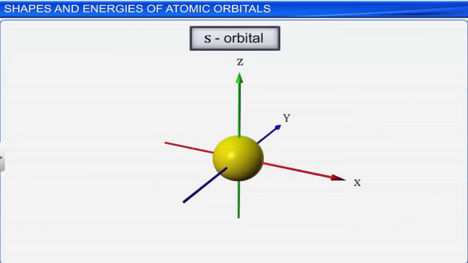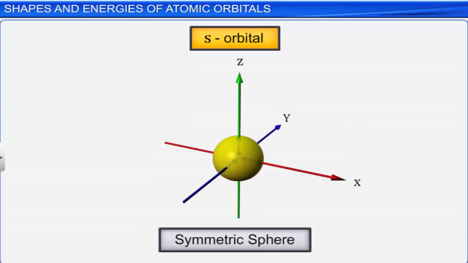The boundary surface diagram for the s orbital is always a sphere centered on the nucleus, irrespective of the principal shell to which the orbital belongs. This is because, for a given value of radius, the probability of finding the electron in the s-orbital of a principal shell is found to be identical in all directions. Therefore, the shape of the s-orbital is a symmetric sphere.